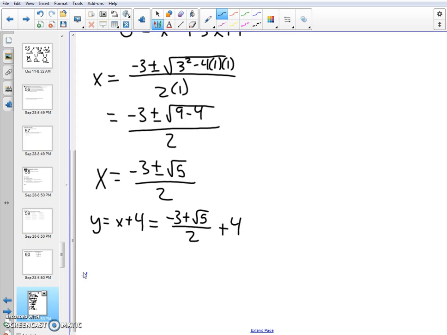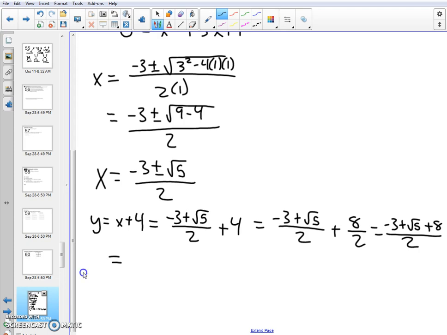Okay? So because of that radical, there's not a ton we can do here, but we can simplify this a little bit. So what I'm going to do is rewrite 4 to have a common denominator. To get 4 with a denominator of 2, I would have to think about 4 as being 8 over 2. So now this is negative 3 plus radical 5 plus 8 over 2. And then I can combine that 8 and negative 3 to give me 5 plus radical 5 over 2.